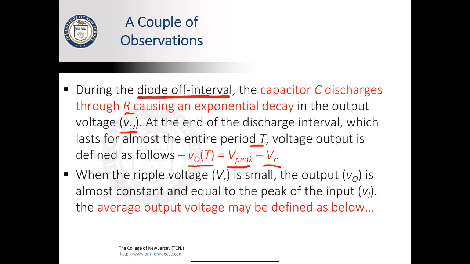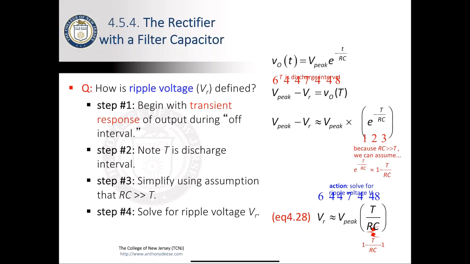When the ripple voltage is small, the output is almost constant and equal to the peak of the input. The average output may be defined as shown down here. So again, I apologize, this is one part where the math has gotten a little bit distorted, but the main takeaway, I'm going to skip straight to the end here, is equation 428, which says that for very small ripples, the ripple will be approximately equal to the peak times the period divided by the R and the C values.